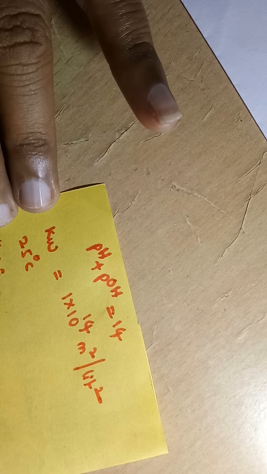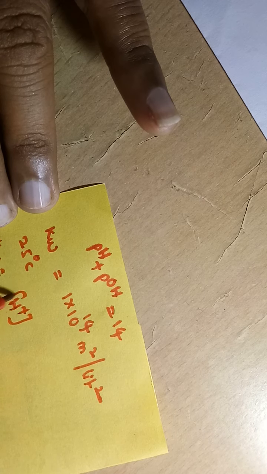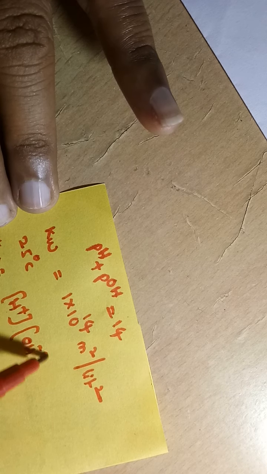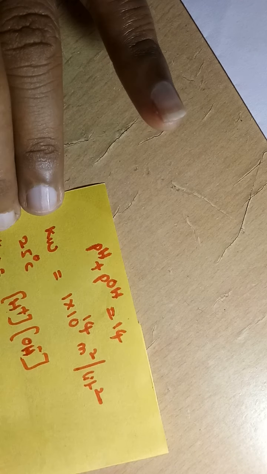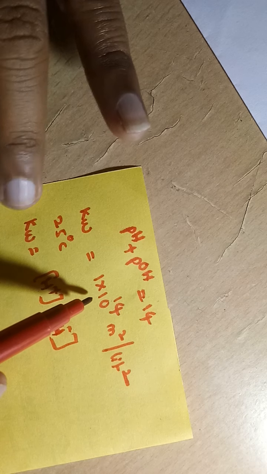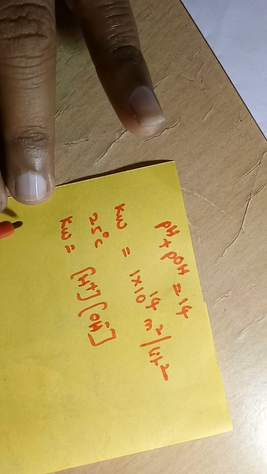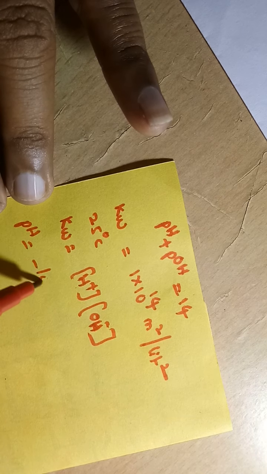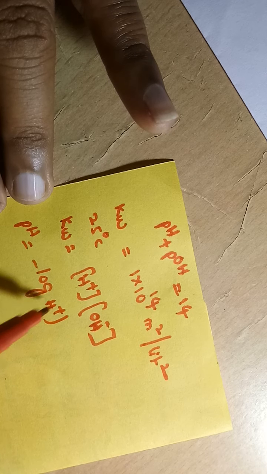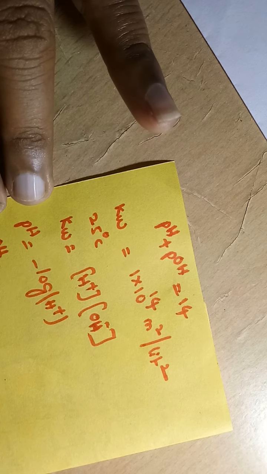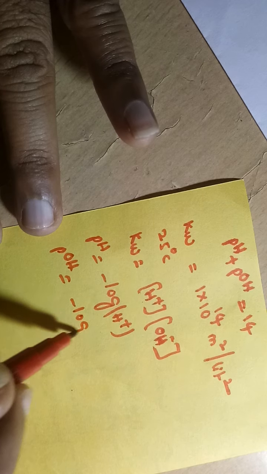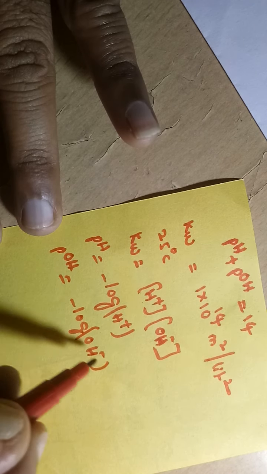So Kw is nothing but the ionic product of water. Water has H plus and OH minus ions. So that's why the ionic product of water is 1 into 10 to the power of minus 14. And we know pH is the negative logarithm of H plus ion, as well as pOH is the negative logarithm of OH minus ions.